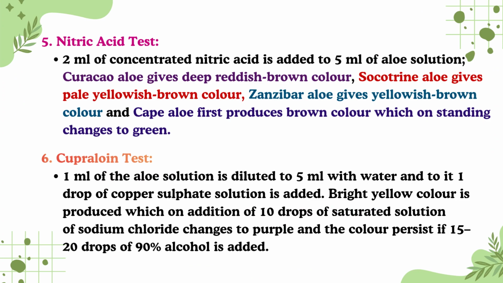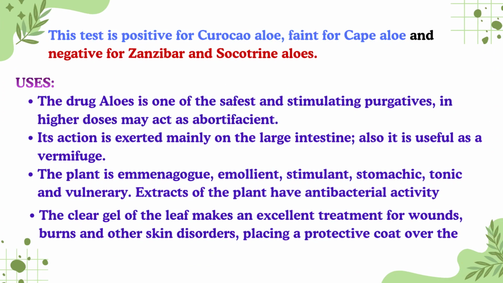6. Cupraloin test. 1 ml of the aloe solution is diluted to 5 ml with water and to it 1 drop of copper sulfate solution is added. Bright yellow color is produced which on addition of 10 drops of saturated solution of sodium chloride changes to purple and the color persists if 15 to 20 drops of 90% alcohol is added. This test is positive for Curaçao aloe, faint for Cape aloe and negative for Zanzibar and Socotrine aloes.